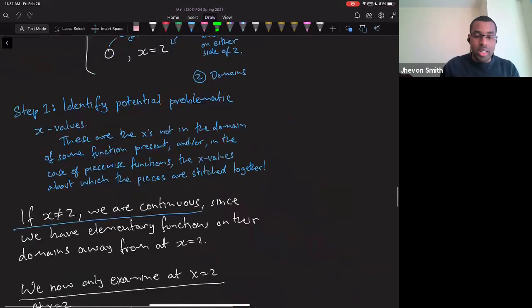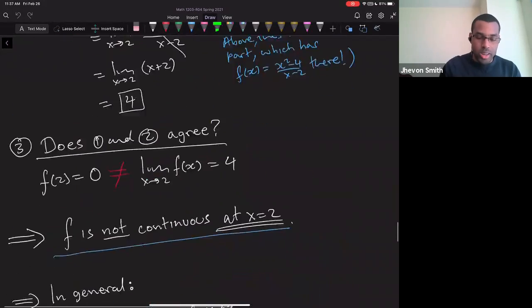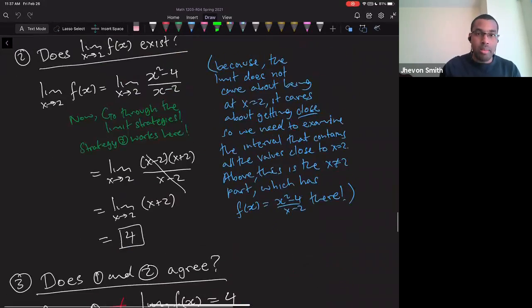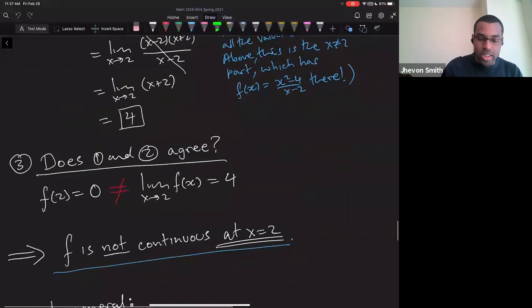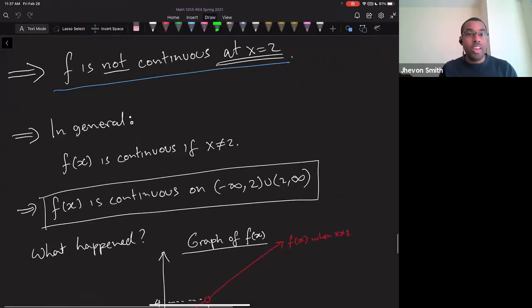Does the limit exist? Now remember, the limit doesn't care about being at 2, so you ignore the second line, and your limit deals with the first line. We would find that limit using the limit strategies that I taught you a couple of classes ago. Then you just check whether these two give you the same answer, and in this case, they did not. That means your function was not continuous at that value, which means in general, you're continuous except for that value, because we already determined that if x was not 2, everything was fine. Here at 2, we have a problem.